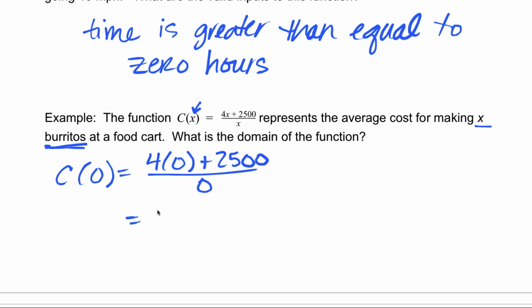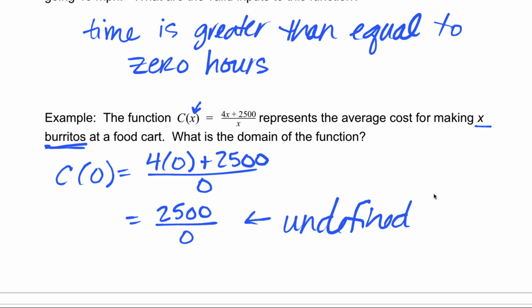It doesn't matter what the numerator is. This becomes 4 times 0, 0 plus 2,500, so 2,500 divided by 0. This is undefined. So that is not a valid input for this function because we cannot divide by 0. So here, the domain of this function are all values of x that are strictly greater than 0.